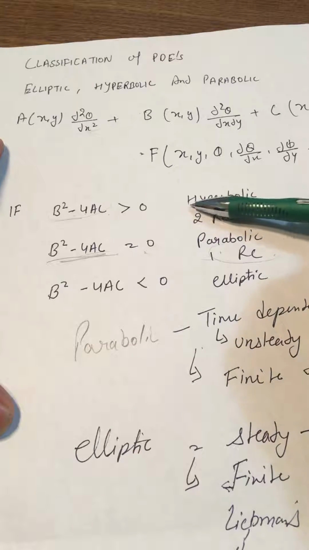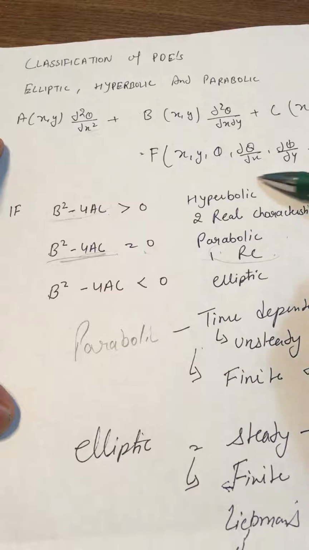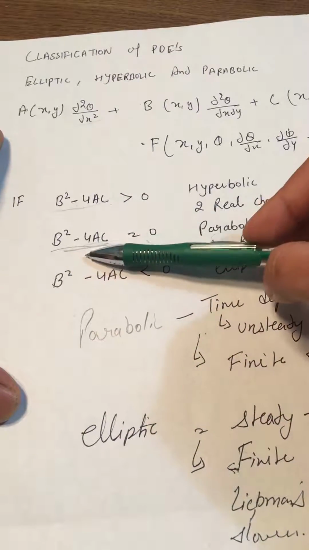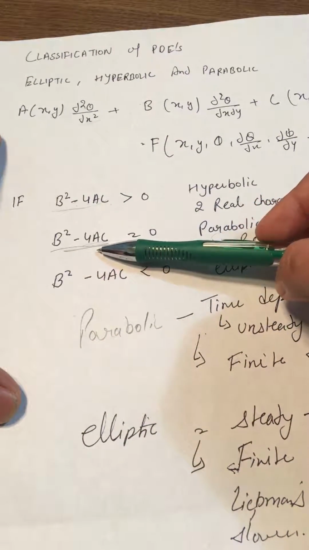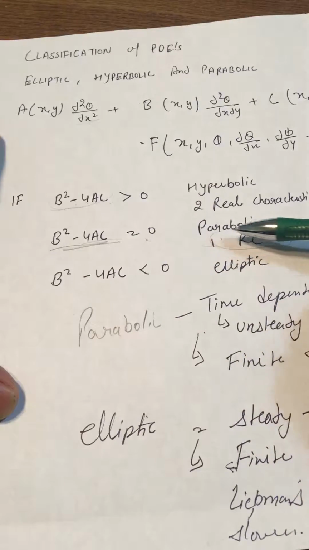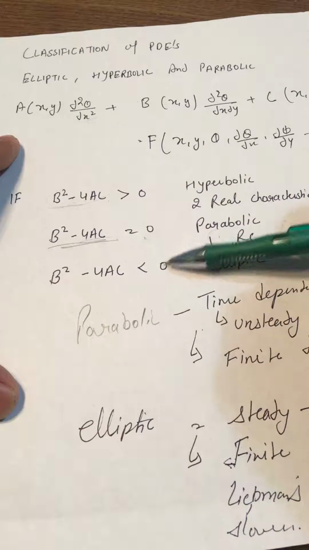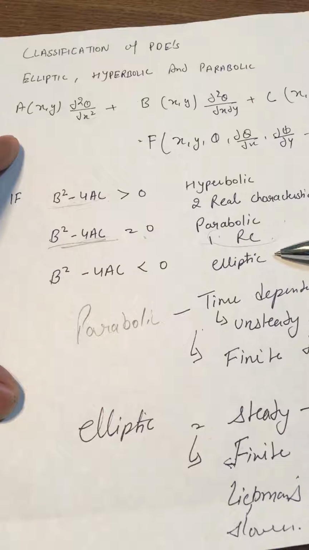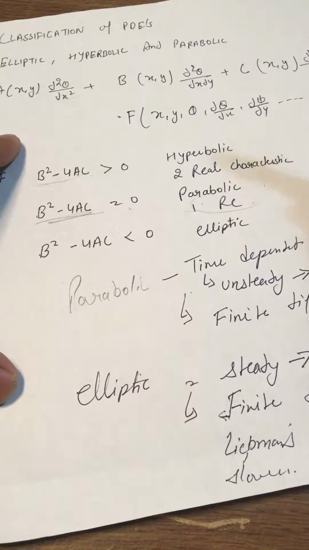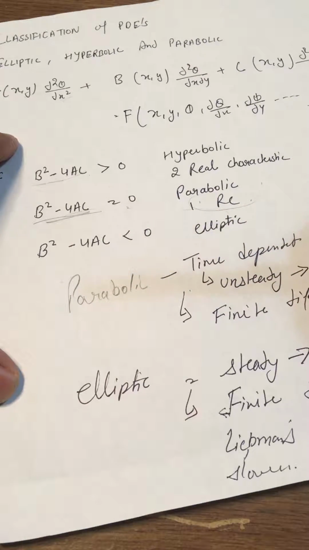then it's going to be a hyperbolic equation. And for a hyperbolic equation, we have two real characteristics. If b square minus 4ac is equal to 0, then it's going to be a parabolic equation, and for a parabolic equation we just have one real characteristic. And if it's less than 0, then it's going to be an elliptical equation, and there are no real characteristics for the elliptical equation.